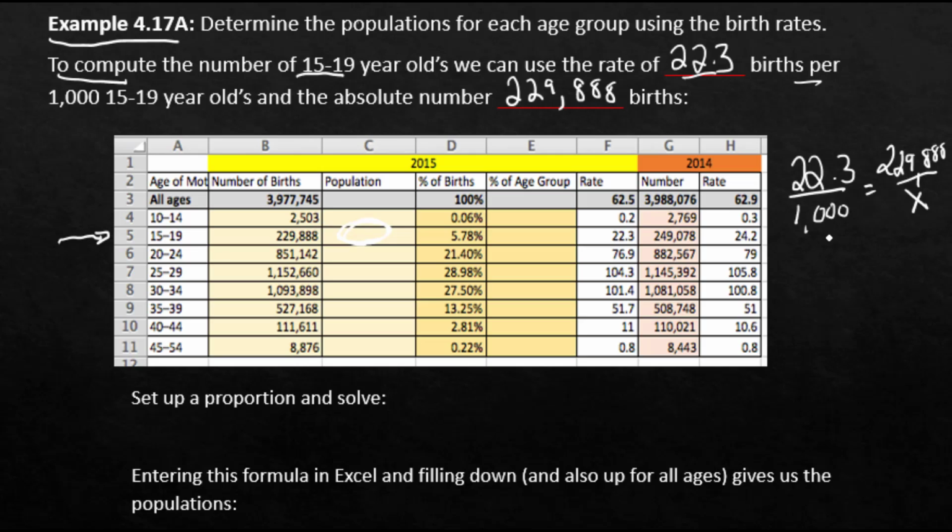So I'm going to cross multiply and divide. So I'm going to get 22.3 times x equals 1,000 times 229,888. And then I'm going to divide both sides by 22.3. Now I'm going to keep this here because that's what x equals.